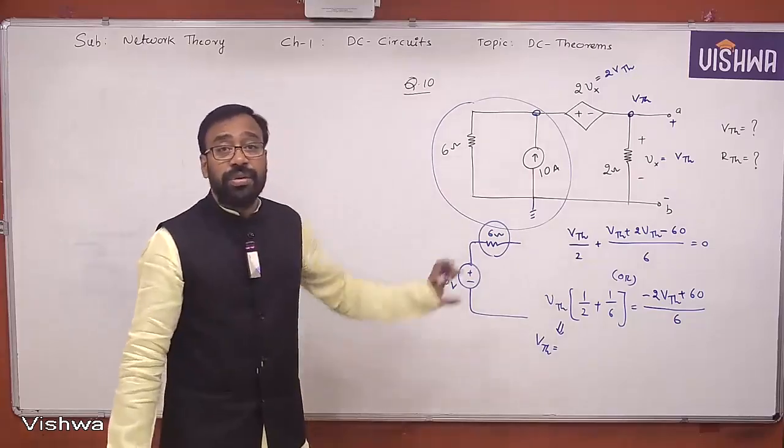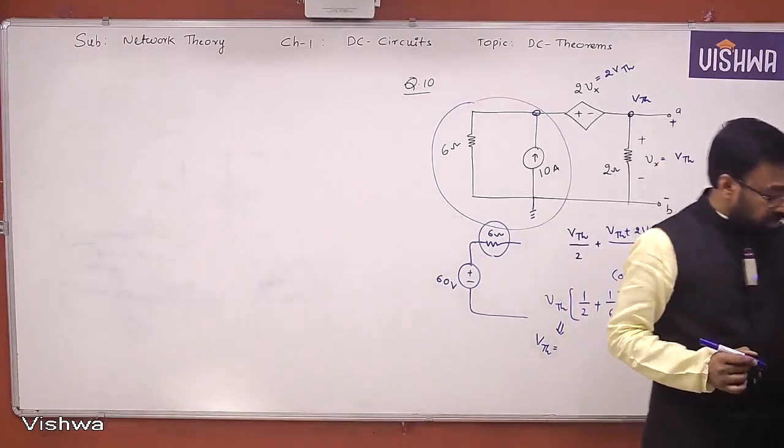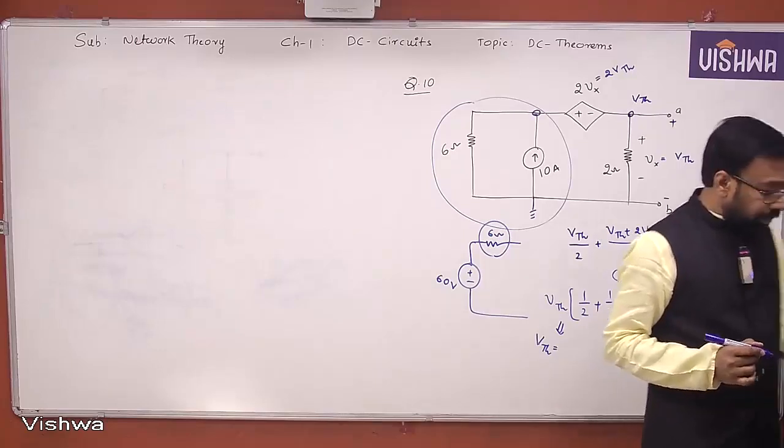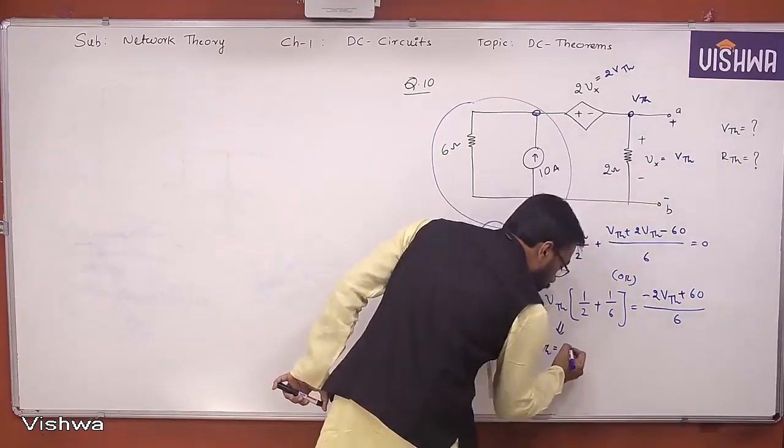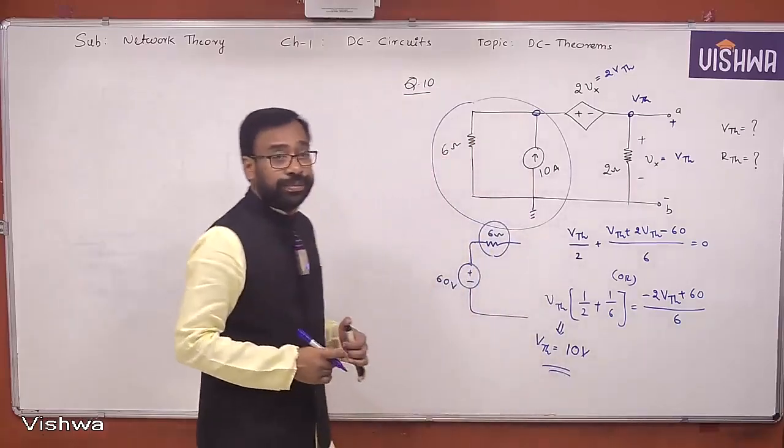Understand all of you? Okay. This is how we can calculate Vth value. So I can give you the answer here. It is 10 volts. You are supposed to get 10 volts answer here. Please, you can calculate it. You can cross check the value.